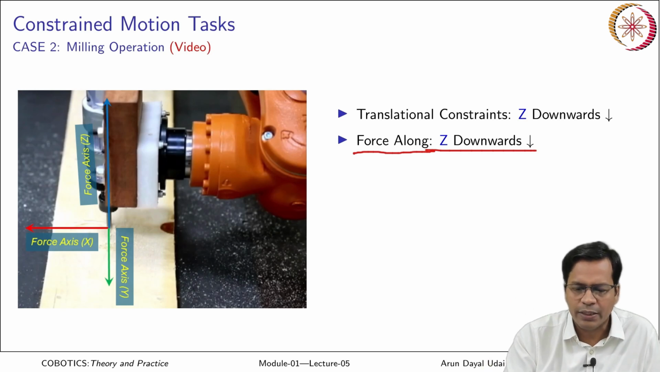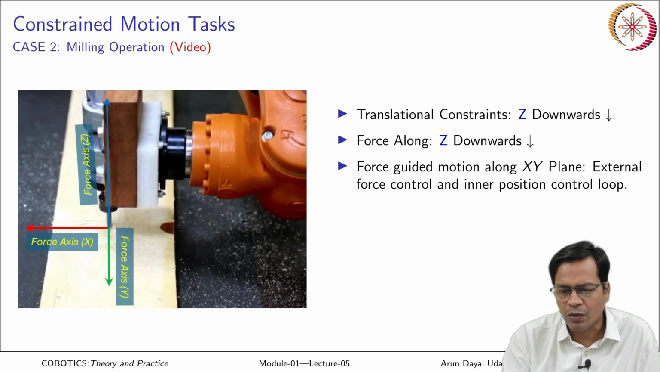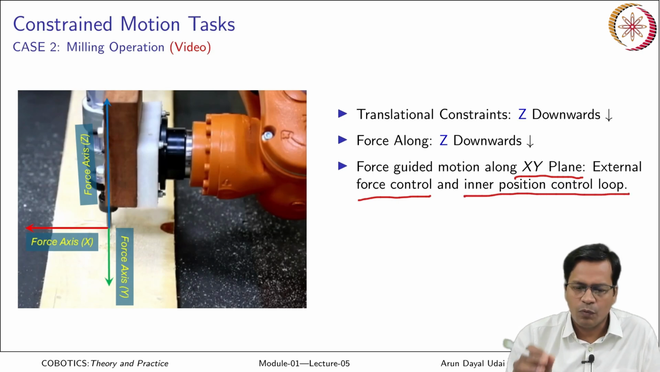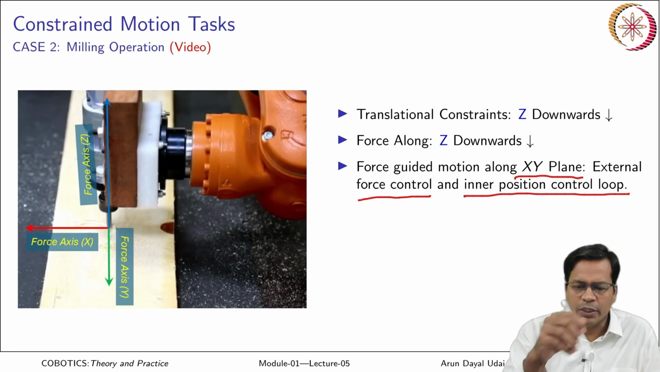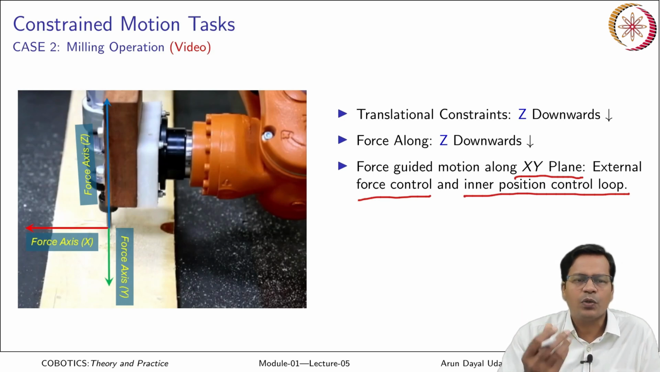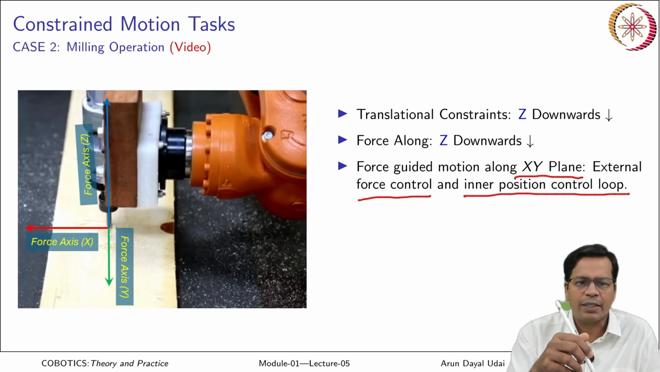So, z direction it is limited. Okay. Now, the x and y direction. So, force guided motion along the xy plane is done. An external force control loop with the inner position control loop is taken here. Why? Because you have to command for the position. So, wherever you want to go, you continuously tend to go there by giving position command, but externally it is force limited. So, while doing the machining process, there is a machining force along the xy plane that constrains the motion. You have to continuously check the forces.